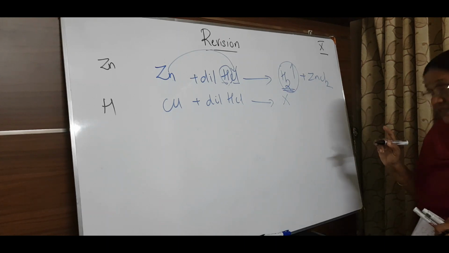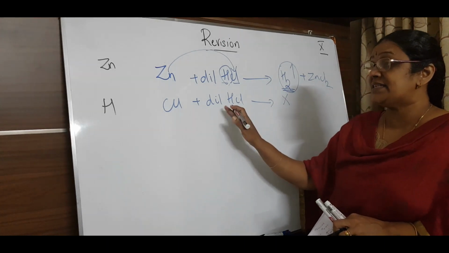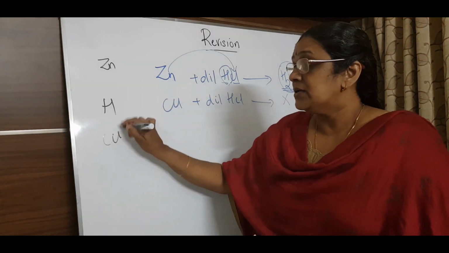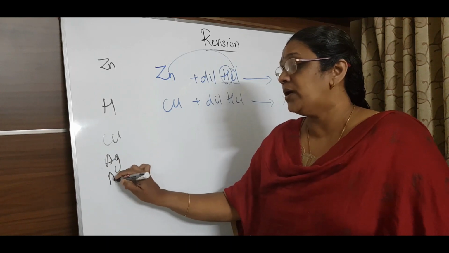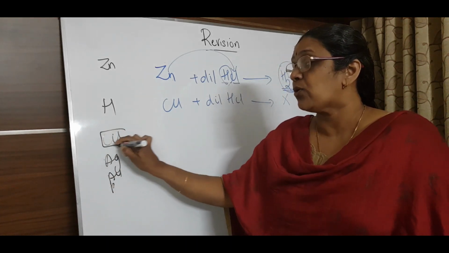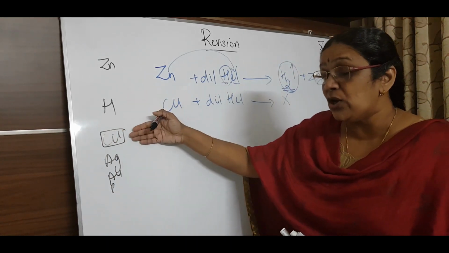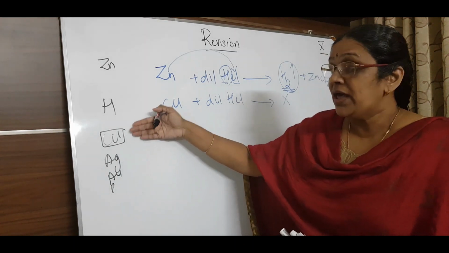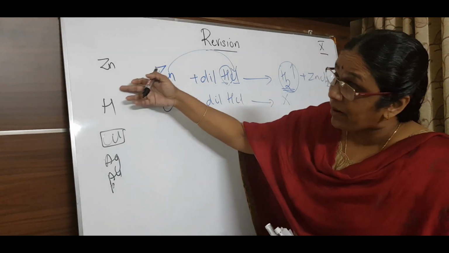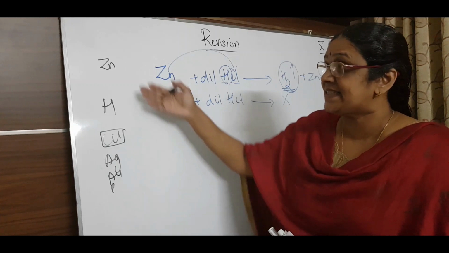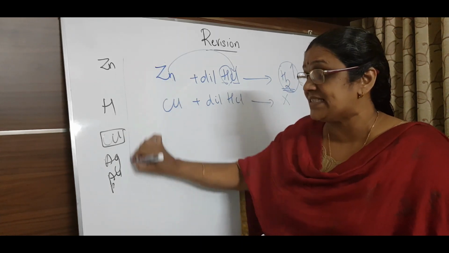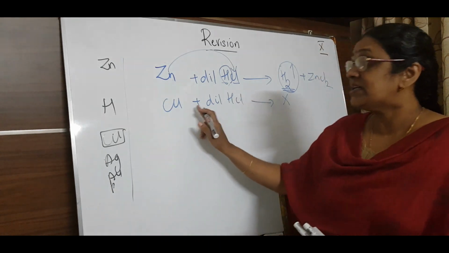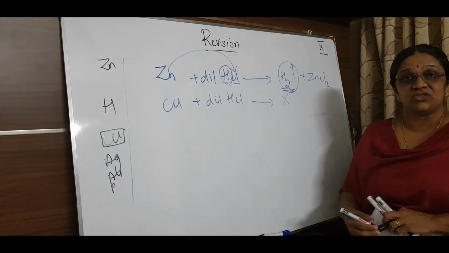But if you say copper and hydrogen, see, where is copper? In the series comes the hydrogen, then copper, then silver, and then gold, platinum, etc. So where does copper lie? Copper lies below the hydrogen. If the copper was above the hydrogen, it could replace it, like zinc. But since copper is below the hydrogen in the reactivity series, it cannot replace this hydrogen. So that is the question.